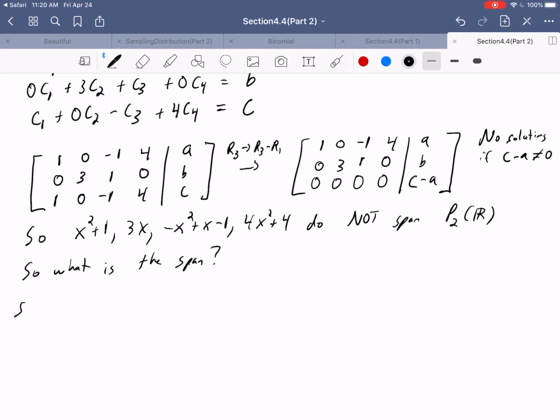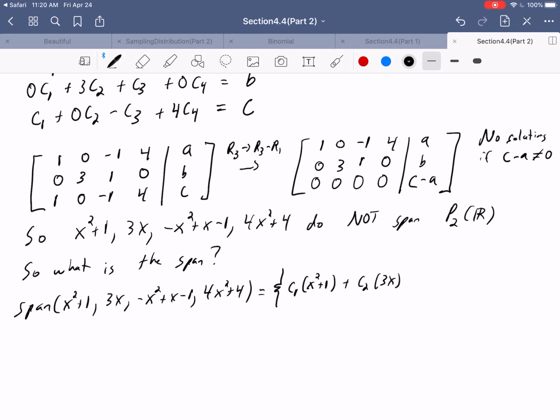Okay, so we know the span of x squared plus 1, 3x, negative x squared plus x minus 1, 4x squared plus 4 would be the set of all things that would be C1 times x squared plus 1, plus C2 times 3x, plus C3 times negative x squared plus x minus 1, plus C4 times 4x squared plus 4. So that's a little sort of smaller, but there we go. Now we can erase that and just make it a little cleaner. Just scoot everything down a little bit.